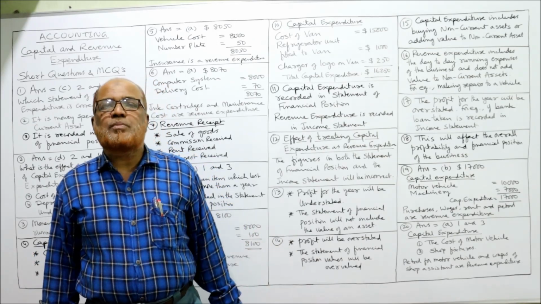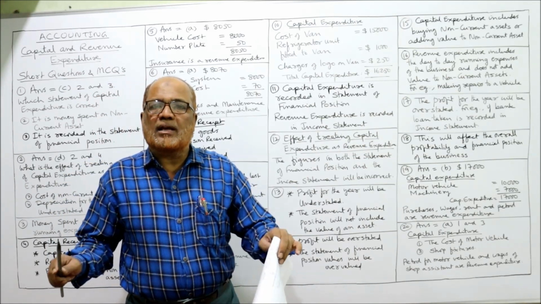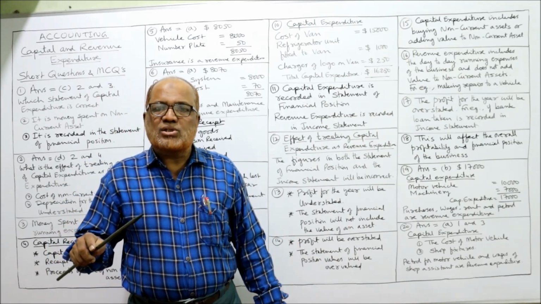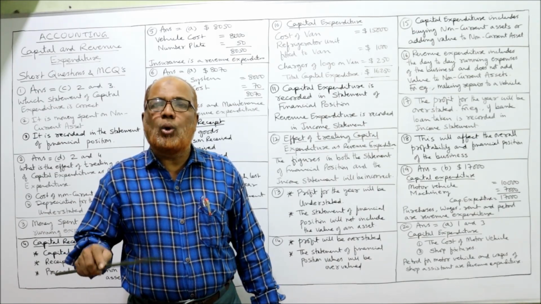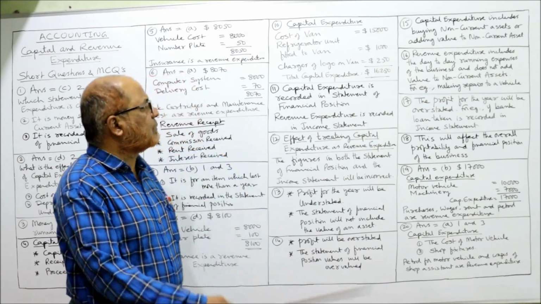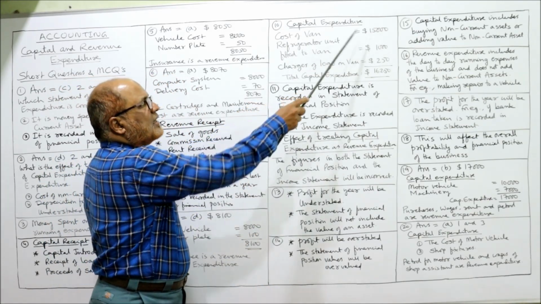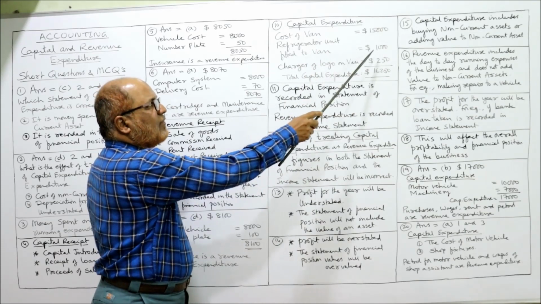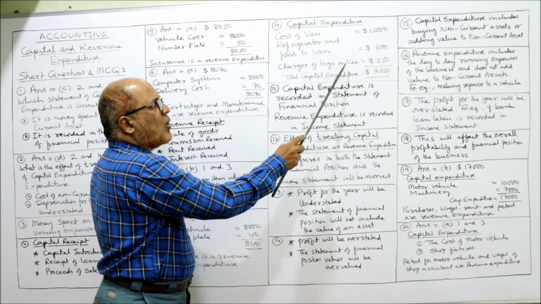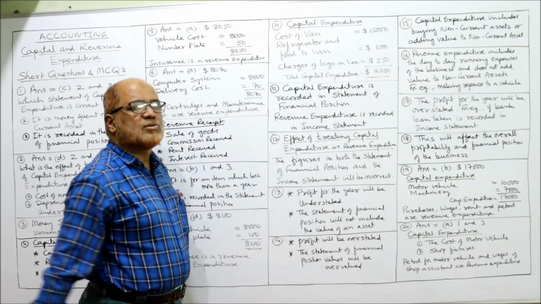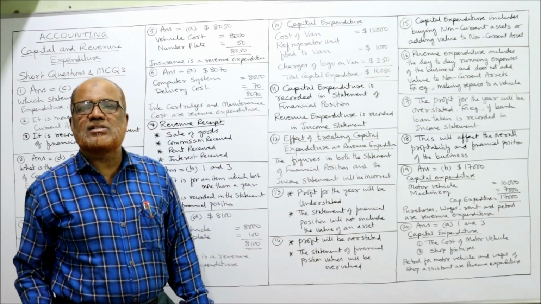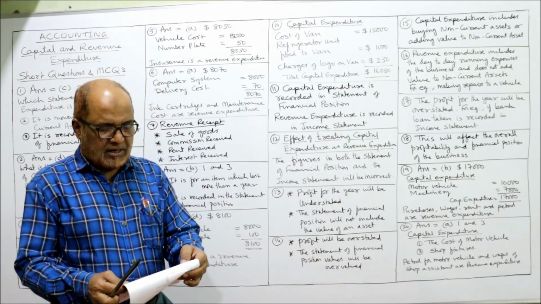What is the capital expenditure of the van? All the 3 are capital: vehicle cost, refrigerator unit and logo. The cost of the van 15,000, refrigerator unit fitted to the van 1,000, charges of logo on van $250. So total expenditure $16,250 is the capital expenditure.